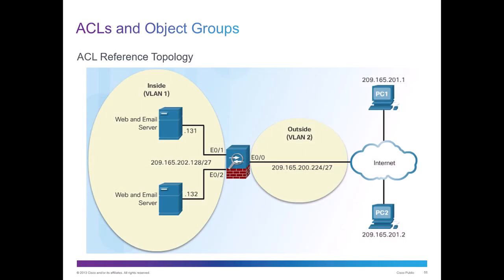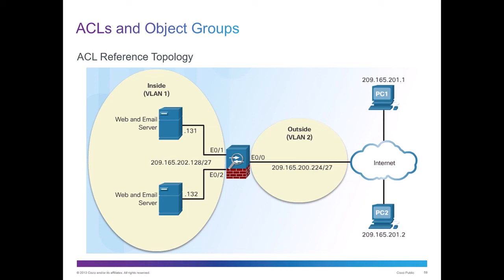The best thing to do is by looking at an example. So here's a typical reference topology. You have an ASA. Ethernet 0 is set up to the outside. Ethernet 0/1 and 0/2 are going to be the insides, so they will automatically get a security level of 100. This one is going to get a security level of 0.